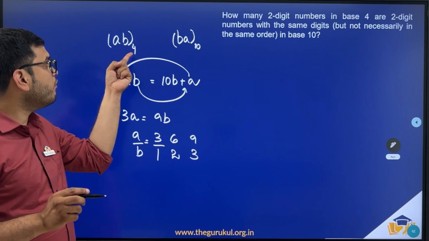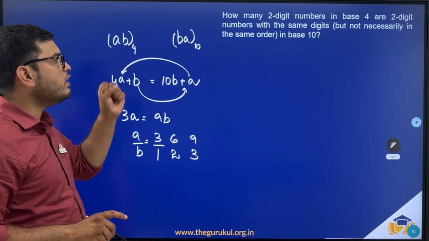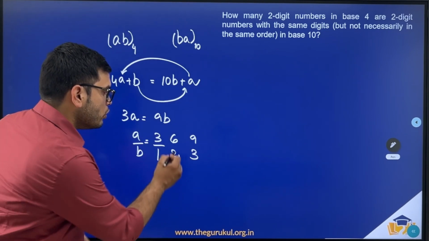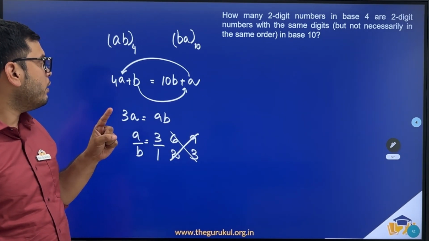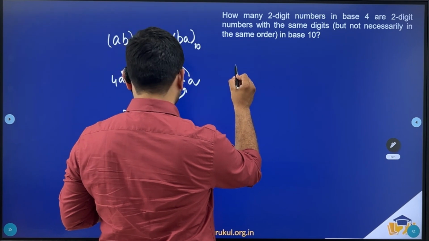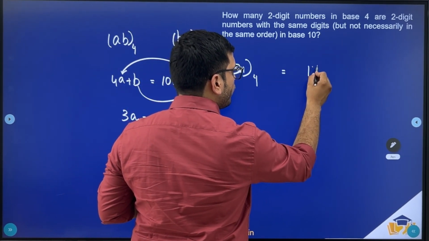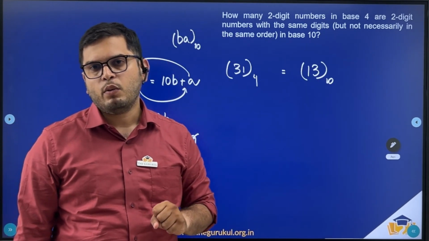But we have this number in base 4, right? So A or B cannot be greater than or equal to 4. So you should not be considering these two cases. So you have only one number. That means 31 in base 4 is equal to 13 in base 10. So the answer for this question should be 1.